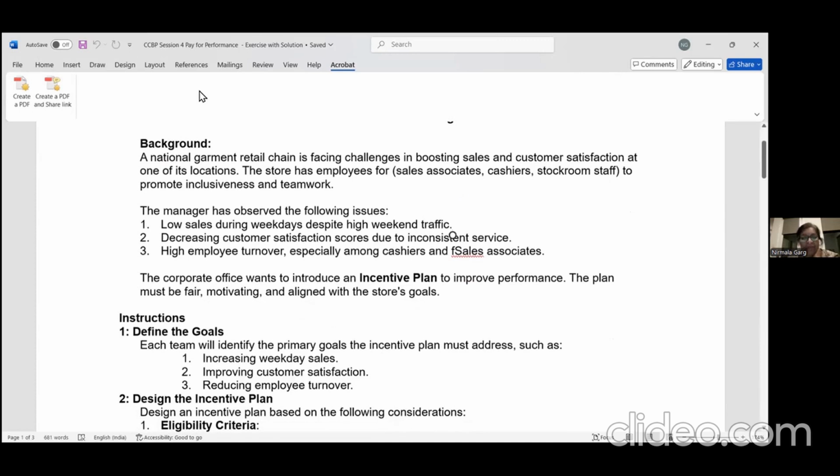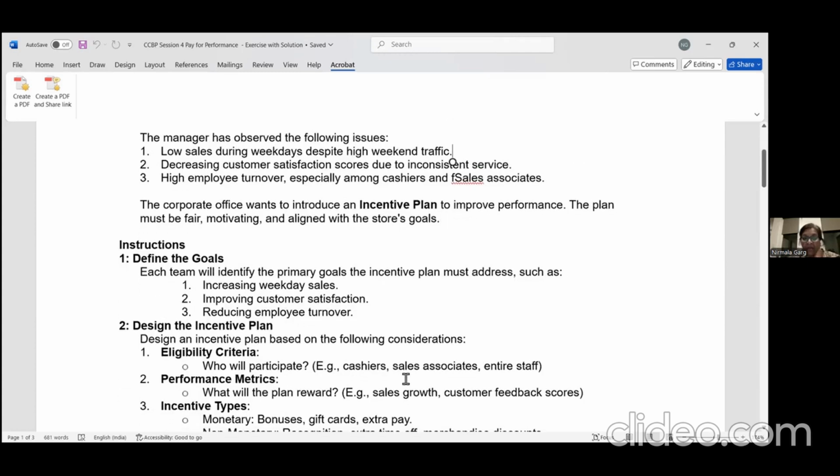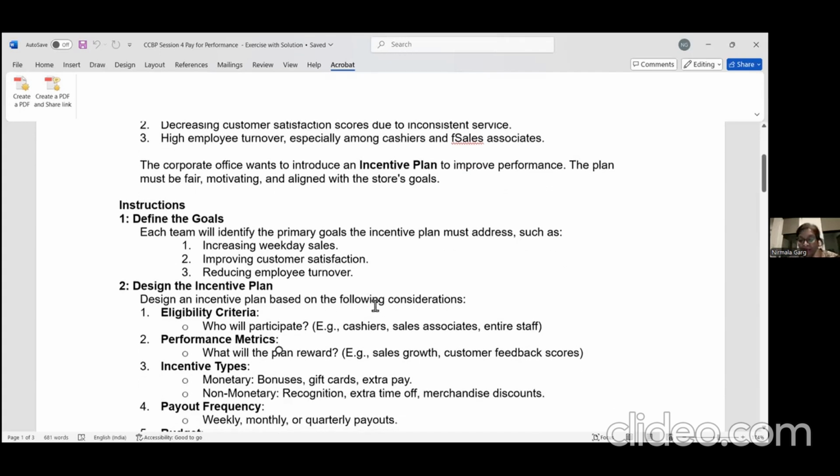Define the goals. Each team will identify the primary goals the incentive plan must address. For example, increasing weekday sales, improving customer satisfaction, reducing employee turnover, that is attrition. Now you have to define the goals and design the incentive plan. First of all, put down who the people are, the eligibility criteria, who is going to participate in this incentive plan. Cashiers or sales associates, or you may want two or three different incentive plans, only for cashiers or only for sales, or one incentive plan for all of them.